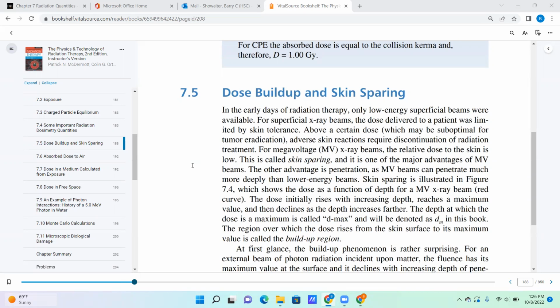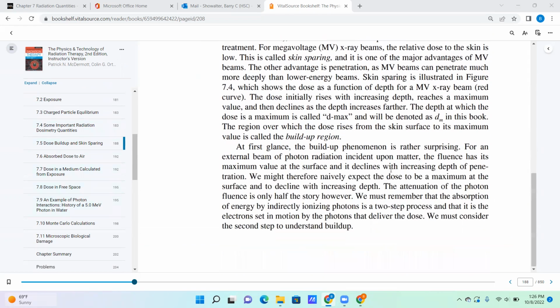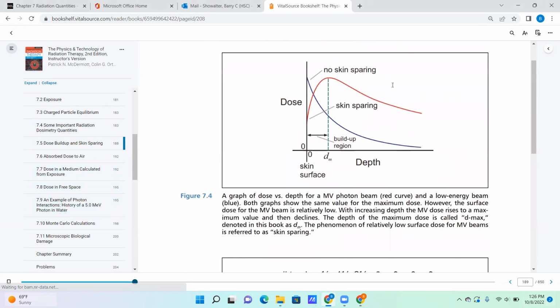The other advantage is going to be penetration, as MV beams can penetrate much more deeply than the lower energy beams. Skin sparing is illustrated in figure 7.4. So let's go to figure 7.4 so we can look at that. So you've got a dose versus depth for an MV photon beam, which is the red curve. See increasing depth here, and you've got the amount of dose that's being deposited.